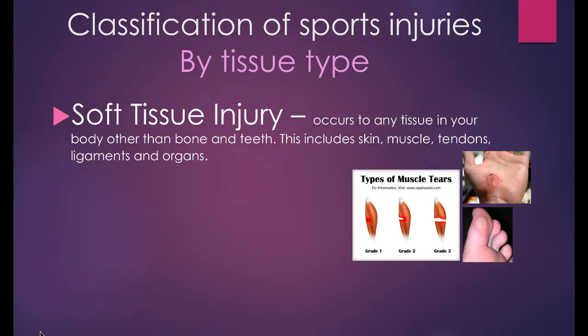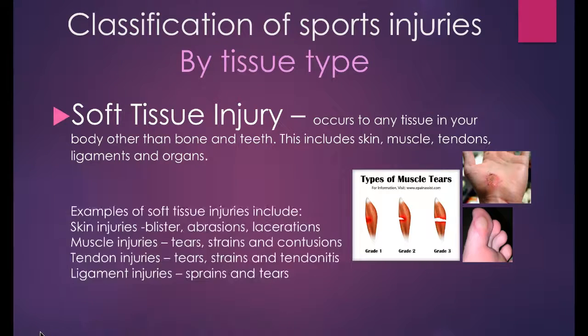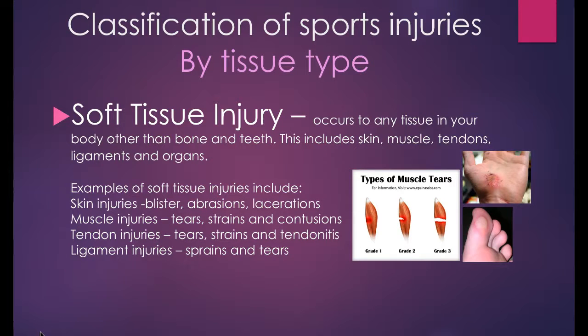Okay, so let's have a look at some examples of soft tissue injuries now. For skin, these could include blisters, abrasions and lacerations. Muscle injuries: tears, strains and contusions. Tendon injuries can also occur with tears, strains and tendinitis, and ligament injuries are those sprains and also tears of the ligament.